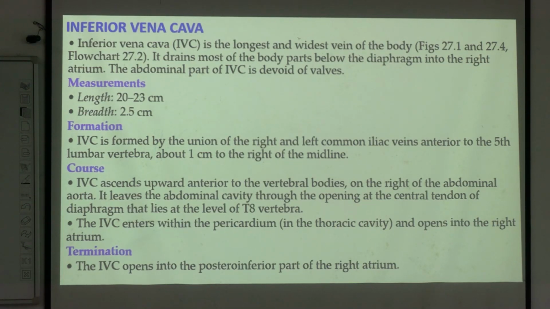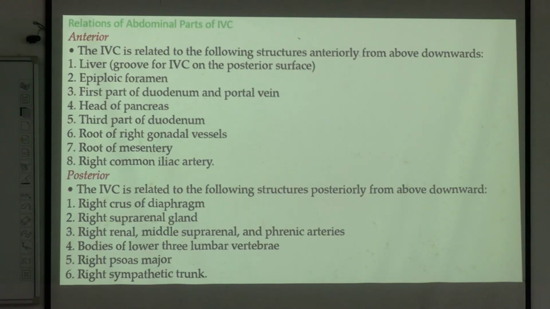Okay, but veins carry blood towards the heart. Now, relations of the parts of the inferior vena cava. The inferior vena cava is related to the following structures anteriorly from above downwards: liver, groove for the inferior vena cava on the posterior surface; epiploic foramen, first part of the duodenum and posterior portal vein; head of pancreas, third part of the duodenum; root of the right gonadal vessel; root of the mesentery; root of common iliac artery.